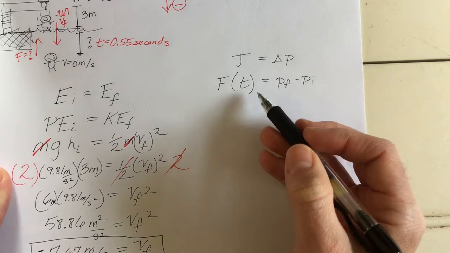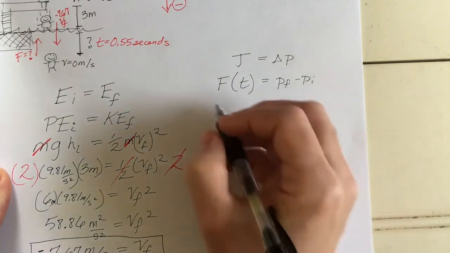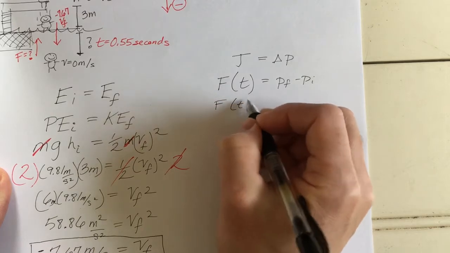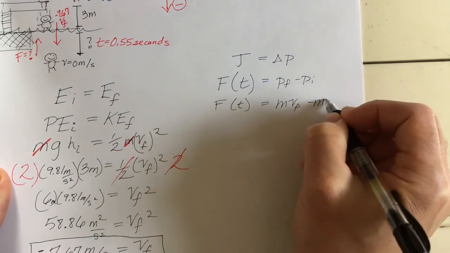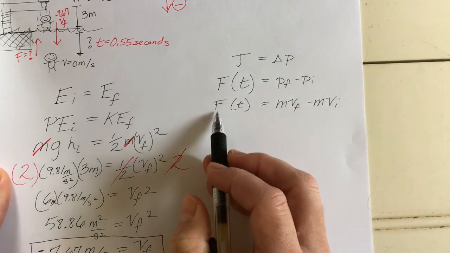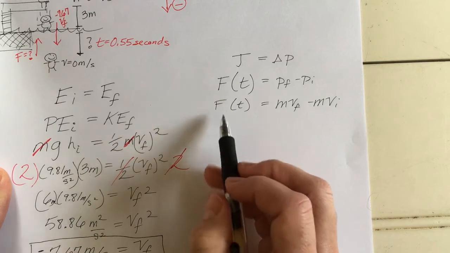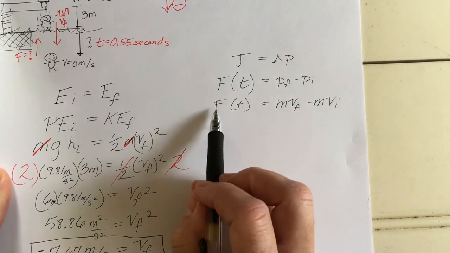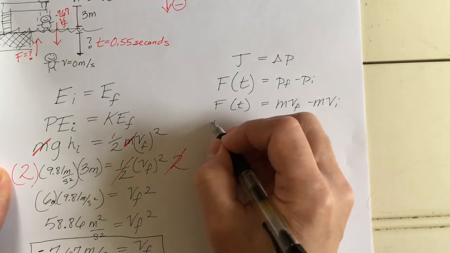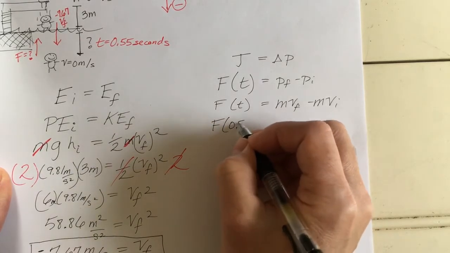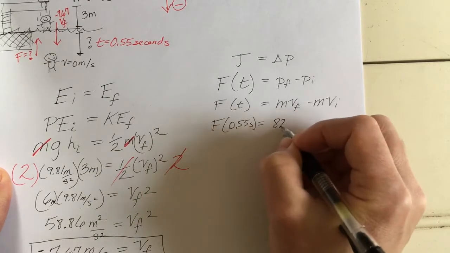You can see there's a lot of ways to write the impulse momentum theorem. So I can expand this out a little bit further: F times t is equal to m v_f minus m v_i. We want to know the force on the person directed upwards, so we think it should be a positive force, because it's upwards. We'll see if it is. We know the time period is 0.55 seconds. We know the mass is 82 kilograms.